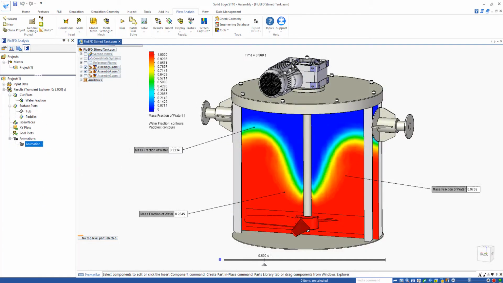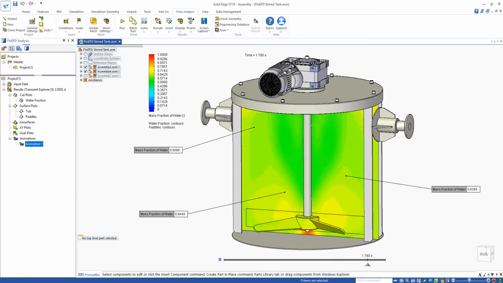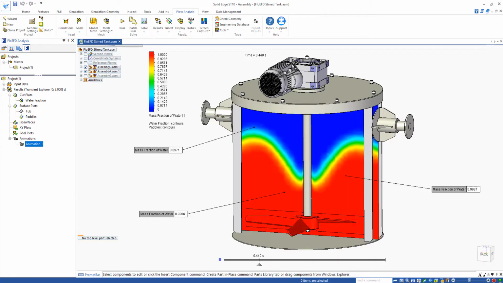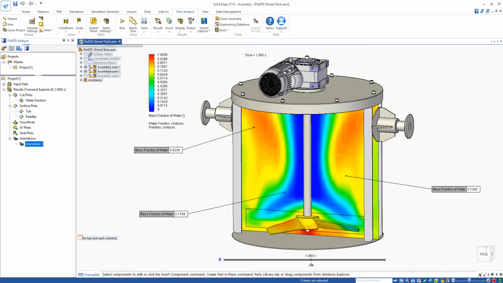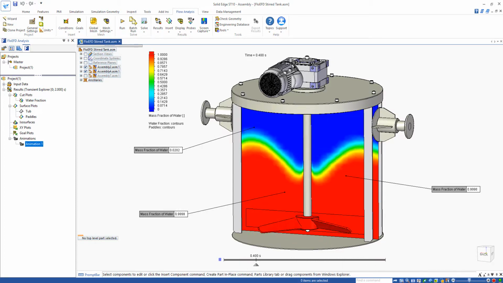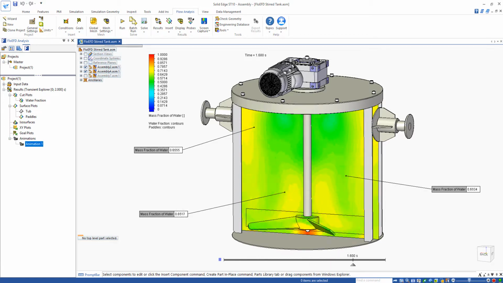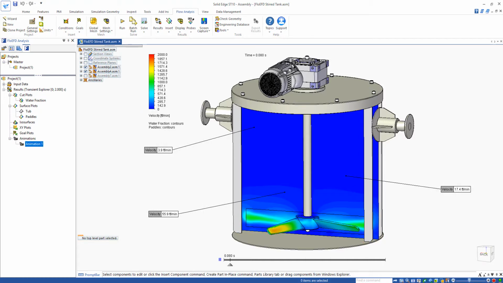The plot on the screen shows the mass fraction of water both on the paddles and as a 2D cut plot. To start, the lower half is red, indicating 100% water. As the transient progresses, we can see the mixing effect that the rotating paddles have. The paddles move the water up the outside of the tank and back down the center.